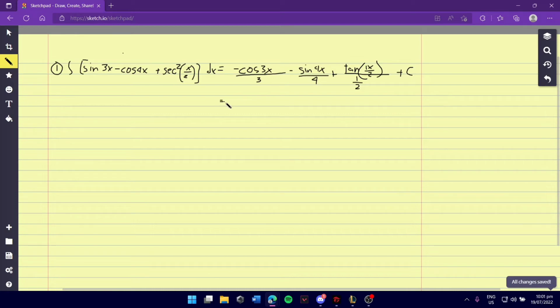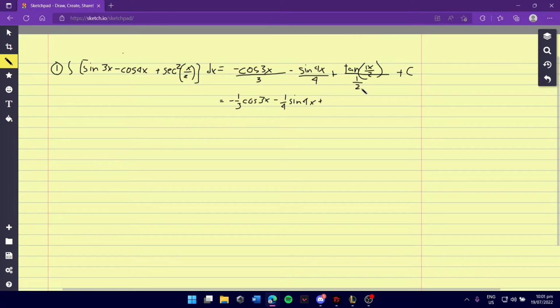That is not our final answer. We will simplify this. This will become negative 1/3 cosine 3x, and then this will become negative 1/4 sine 4x.